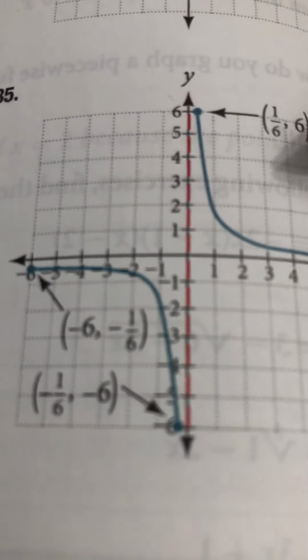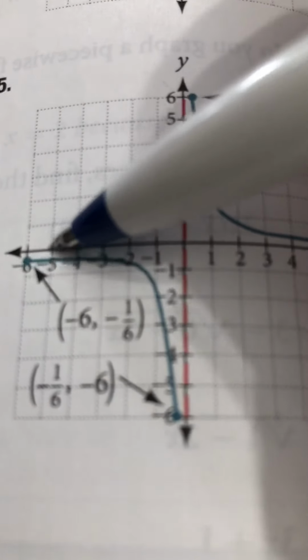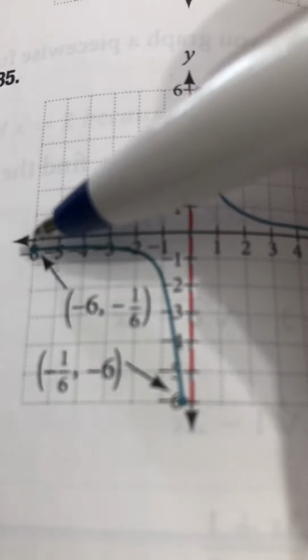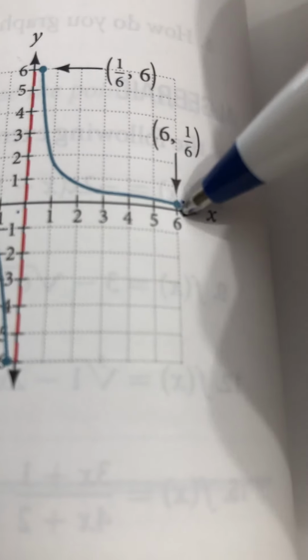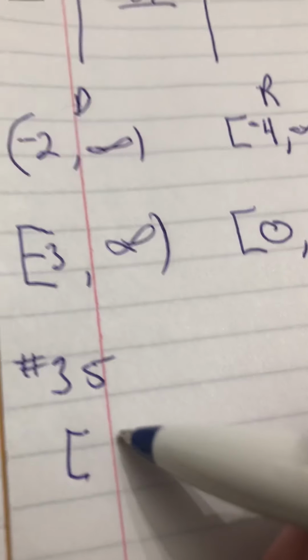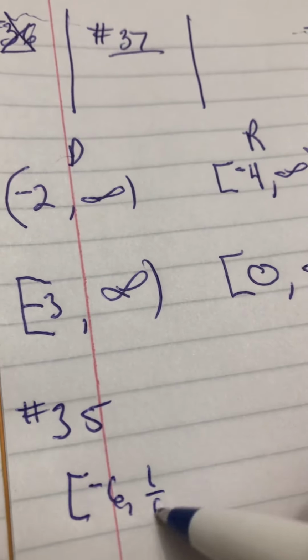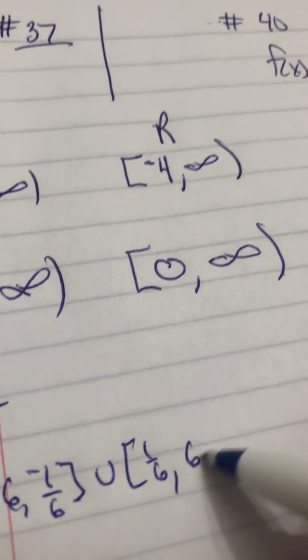Now, we're going to talk about domain. So we're just dealing with the x values. So we're going left to right. So we're -6 all the way over to -1/6. So the domain for this portion is -6 to -1/6. Then we pick up again at the x value of 1/6 and going off to 6. So because of the solid dots, we include the endpoints, I should say. And then we go 1/6 off to 6.